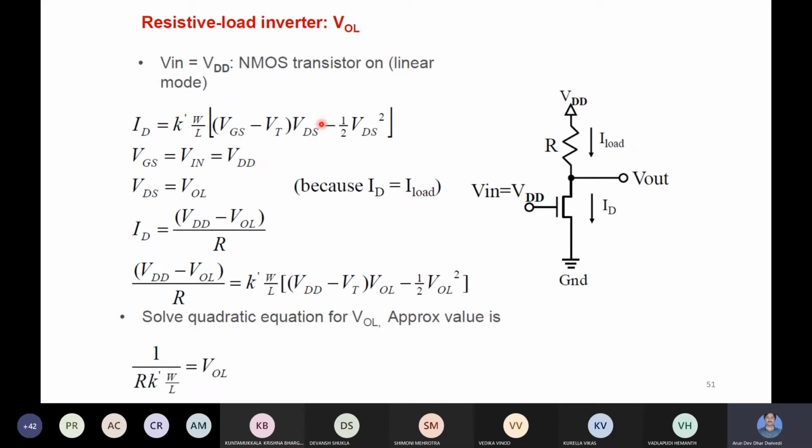I'm introducing quickly here how to calculate VOL, and VOH also, and VIH and VIL also. So let us see. Suppose the input voltage here is VDD. What is the definition of VOL? It is the output voltage of the inverter when the input is high. Output low is coming when the input voltage is the maximum supply voltage, VDD. So in that case, you are giving VDD, then obviously this transistor will be on.